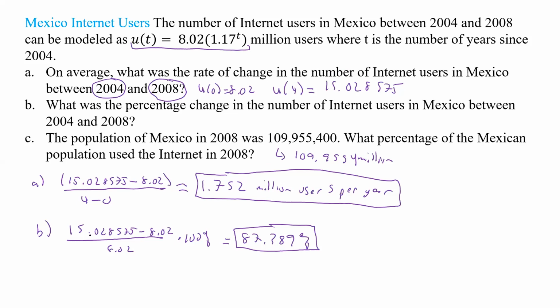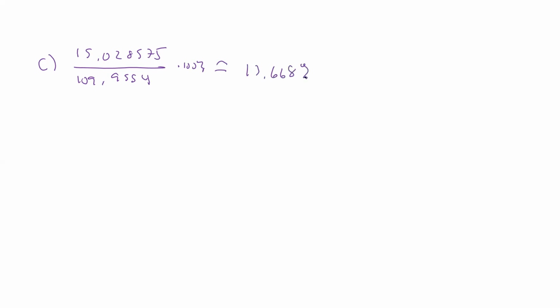I'm going to need the next page to write this down. So C is going to be our 15.028575 divided by 109.9554. And then if we do that, what do we get? 15.028575 divided by 109.9554, and then times 100%, and that's approximately 13.668%. Okay. All right, let's pause there.